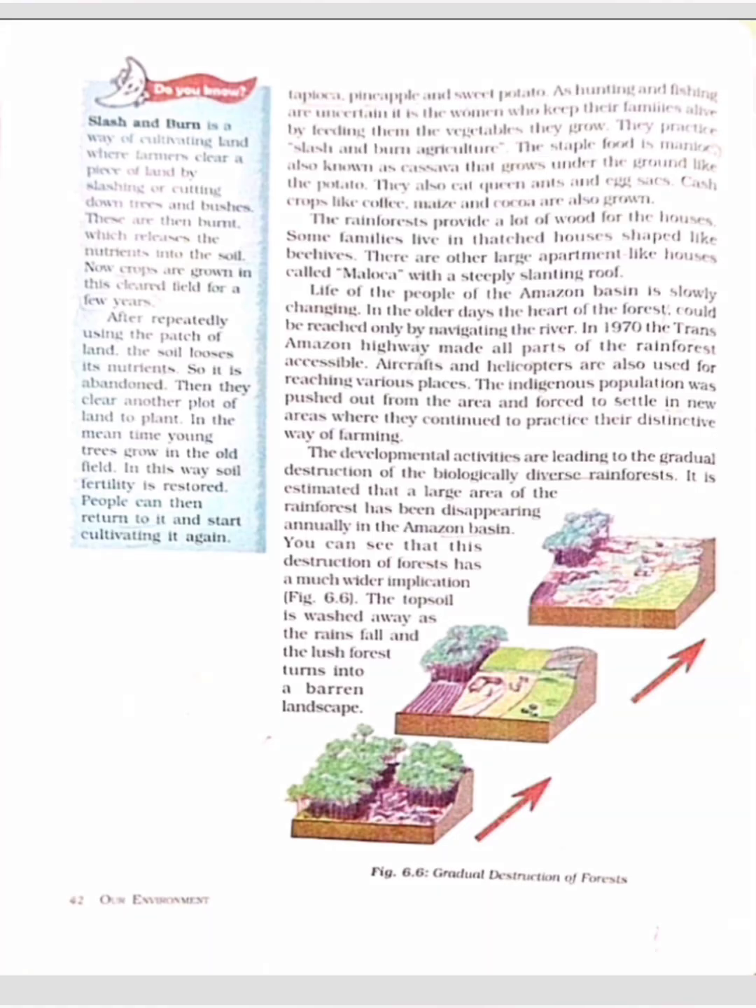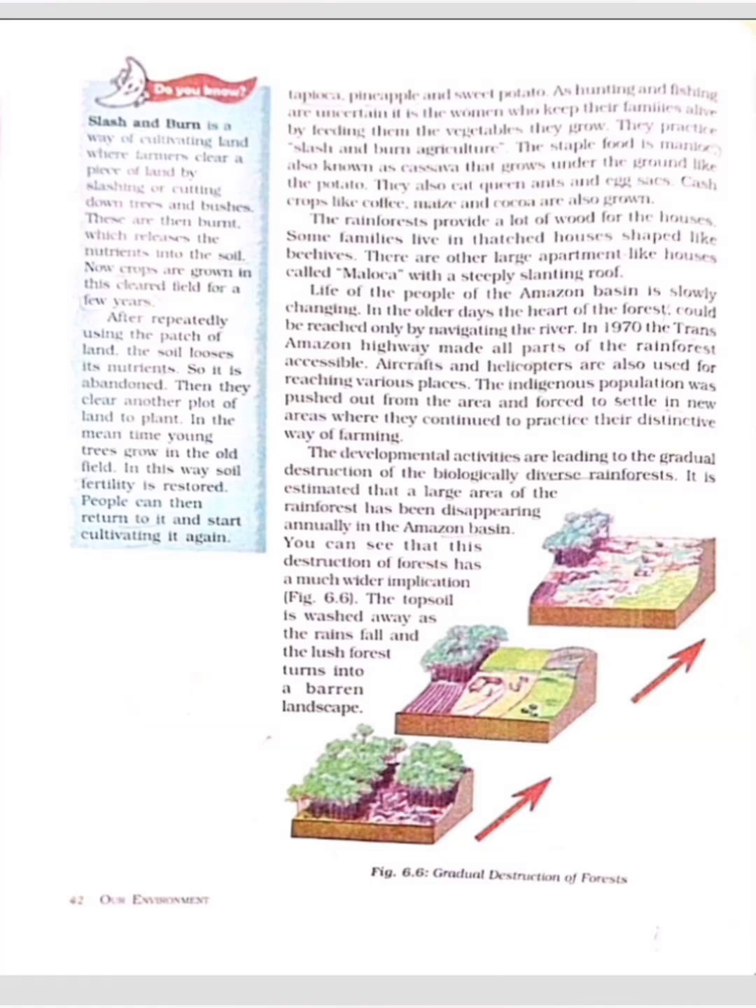So nowadays their life is changing because of the Trans-Amazon Highway, which opened in 1970, is 400 km long, and connects all parts of the Amazon basin in Brazil. The development activities are leading to the gradual destruction of the biologically diverse forest. It is estimated that a large area of the rainforest disappears annually in the Amazon basin.